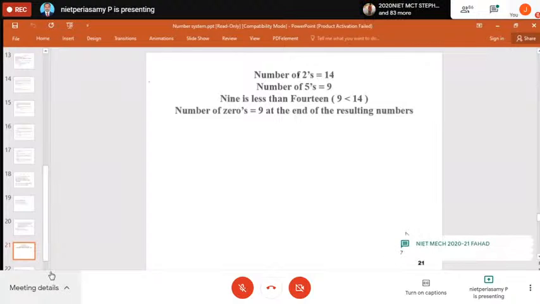So here 9 is less than 14. So the number of zeros appearing in the resulting product is 9. Number of zeros equal to 9.